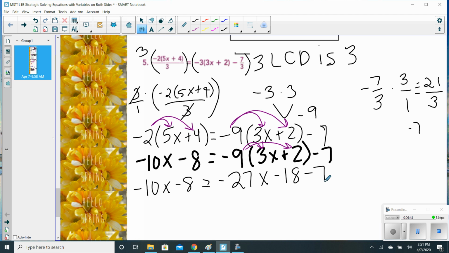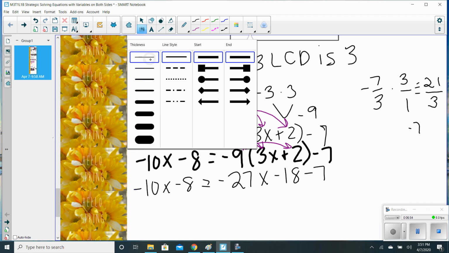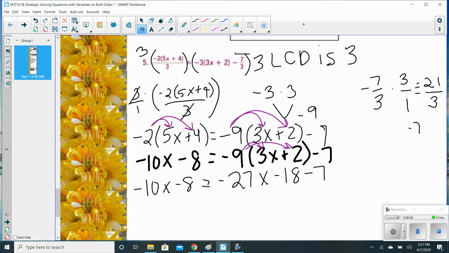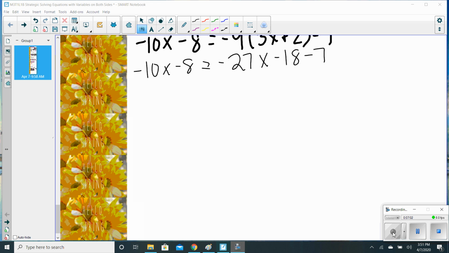So now we've simplified our parentheses. Again, just following our order of operations, we need to combine like terms. Looking at the left-hand side of the equation, that negative 10 and negative 8, we can't do anything. They both don't have an x, so there's nothing that we can do. So we're just going to write it down: negative 10x minus 8 equals.